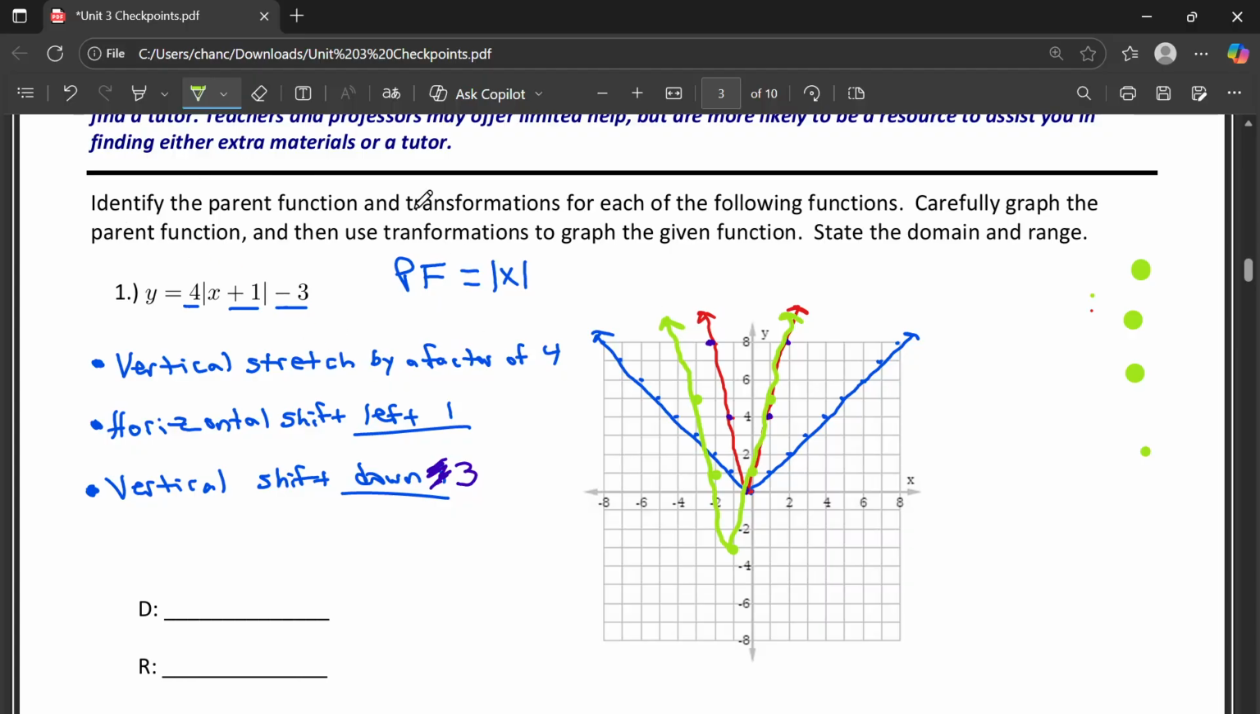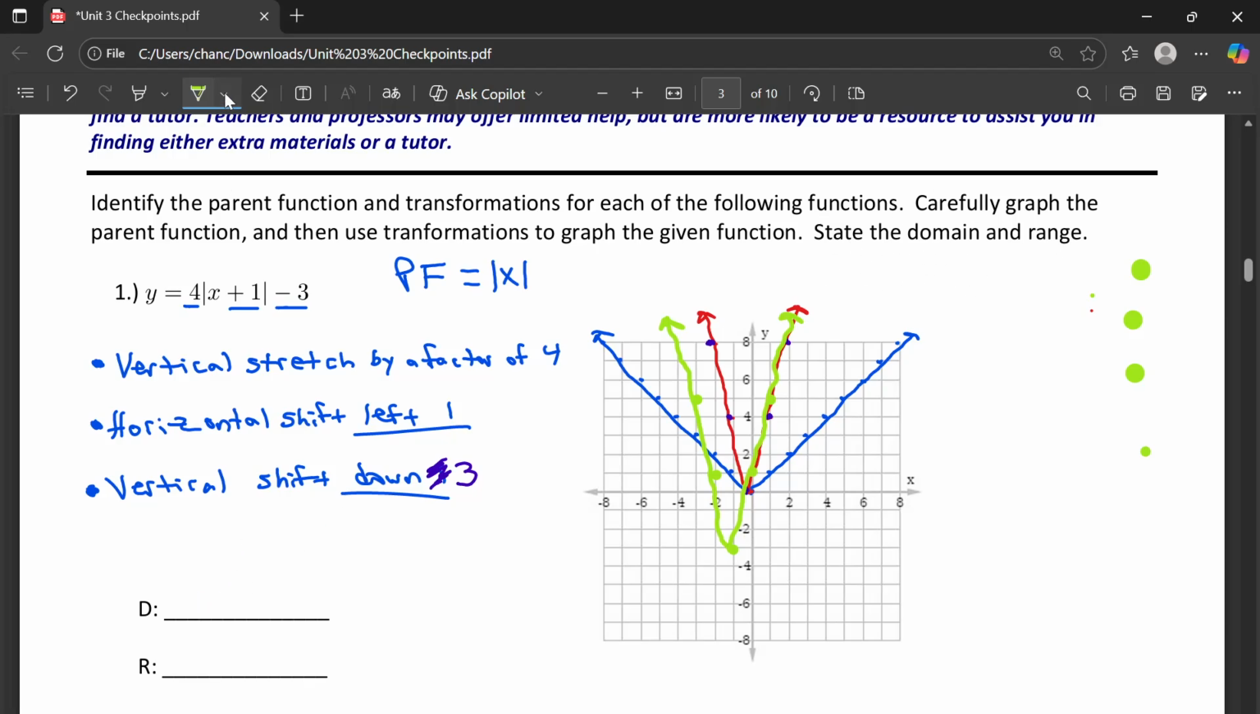Identify the parent function, did it, and transformations for each of the following functions, did it. Carefully graph the parent function, I did that in blue, and then use transformations to graph the given function. I did that in steps. In red, I did the stretch first, and then in green, I did the shifts. And state the domain and range. Oh, okay, domain and range.